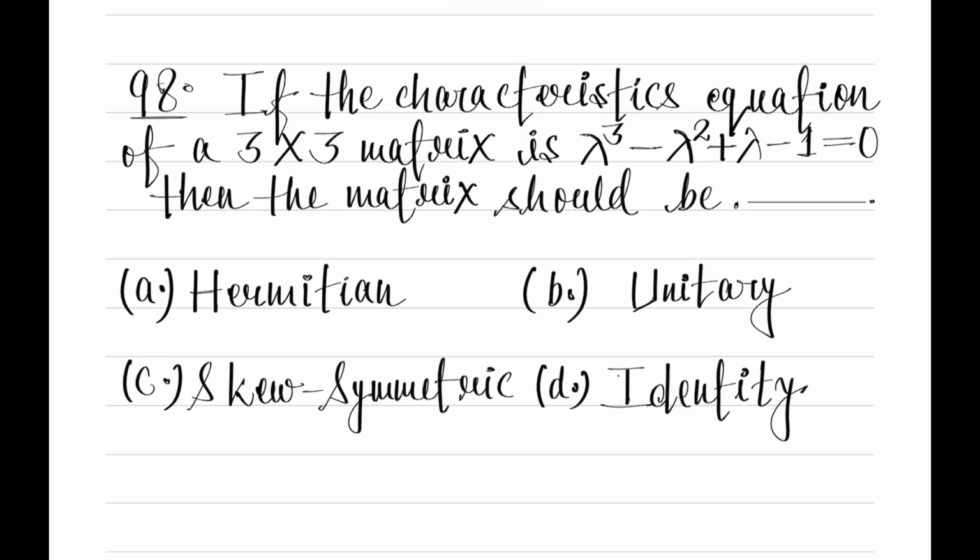Problem number 98. If the characteristic equation of a 3 cross 3 matrix is lambda power 3 minus lambda square plus lambda minus 1 equals 0, then the matrix should be, we have four options: Hermitian, unitary, skew symmetric and identity. This is a most important conceptual problem. Let us see.